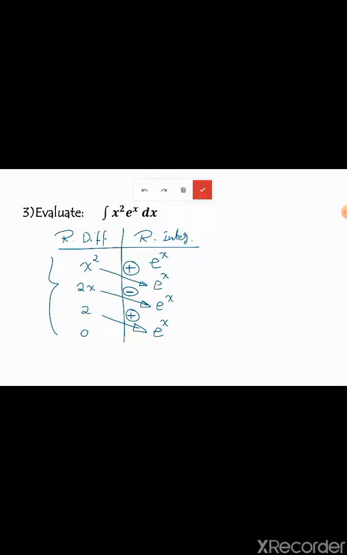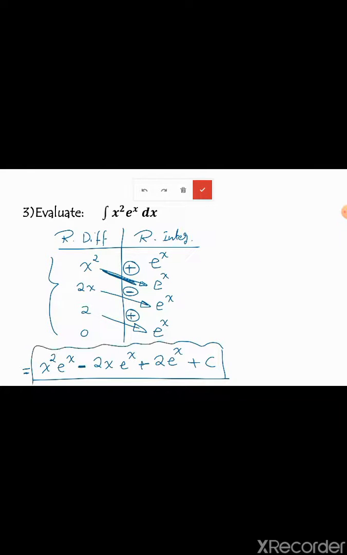Let's do the answer. I'll write the answer. The answer will be equal to x squared e to the power of x. You just multiply here like this, then minus, because my sign here over the arrow is negative, 2x e to the power of x. Okay, then again plus 2 e to the power of x, and then plus c, the constant of integration.